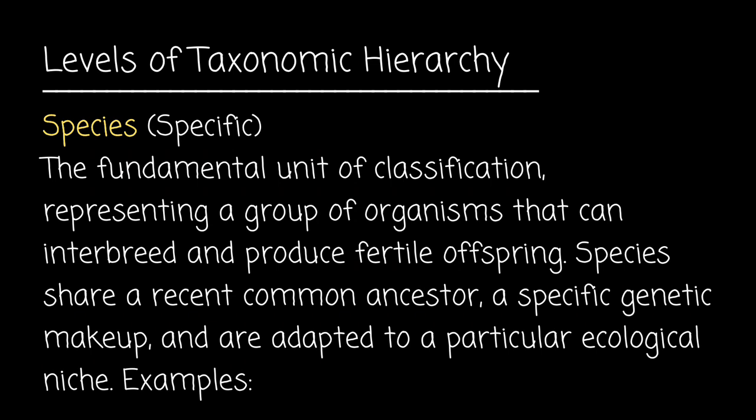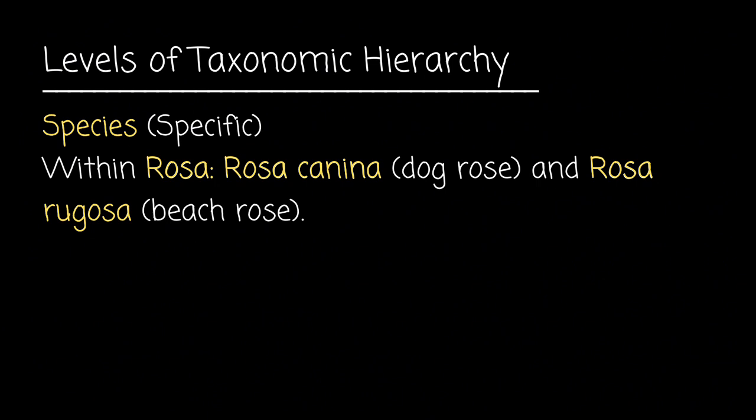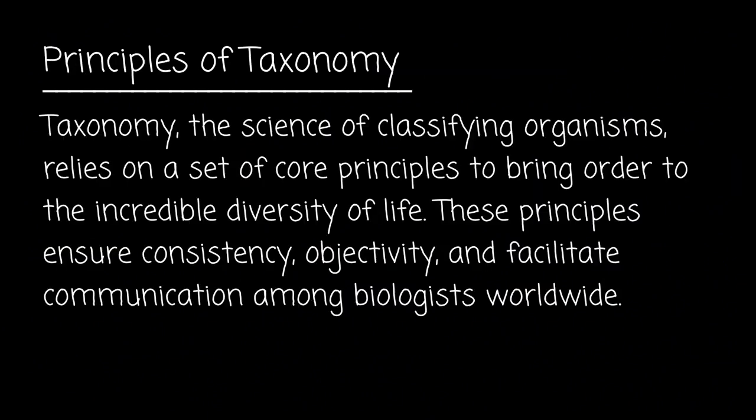And lastly, we have species, the fundamental unit of classification representing a group of organisms that can interbreed and produce fertile offspring. Species share a recent common ancestor, a specific genetic makeup, and are adapted to a particular ecological niche. Examples: within Homo, Homo sapiens, modern humans. Within Rosa, Rosa canina, dog rose, and Rosa rugosa, beach rose. Let's move on to the principles of taxonomy.